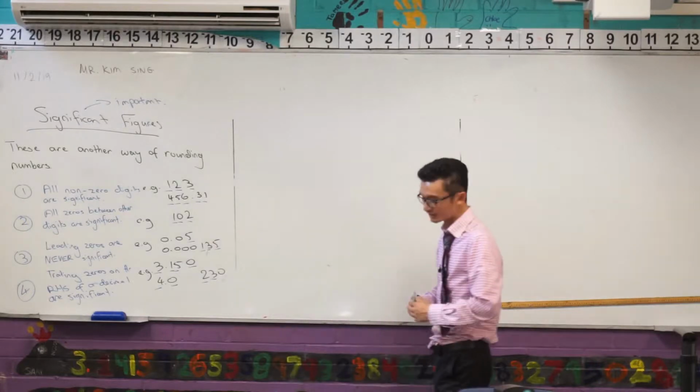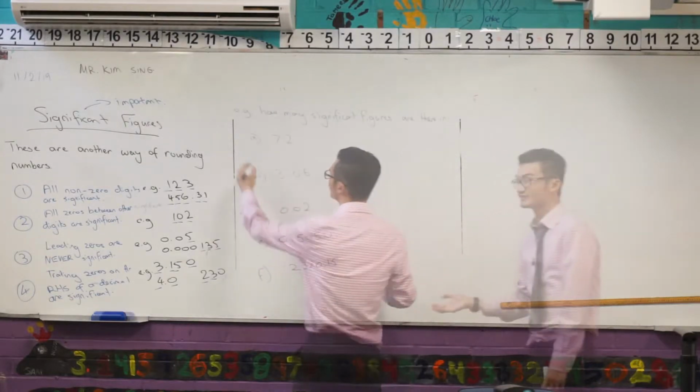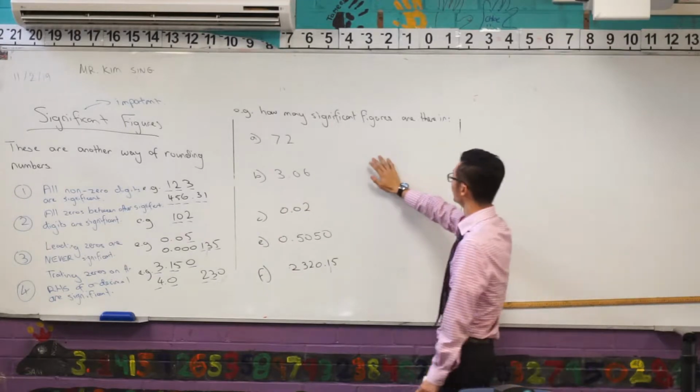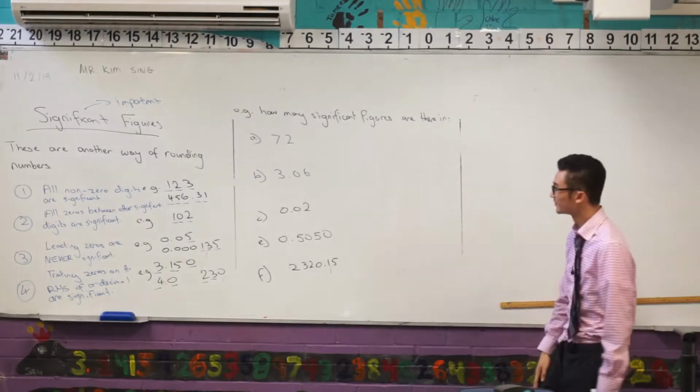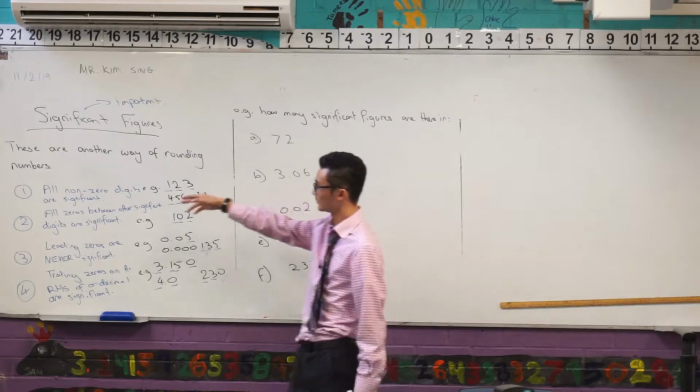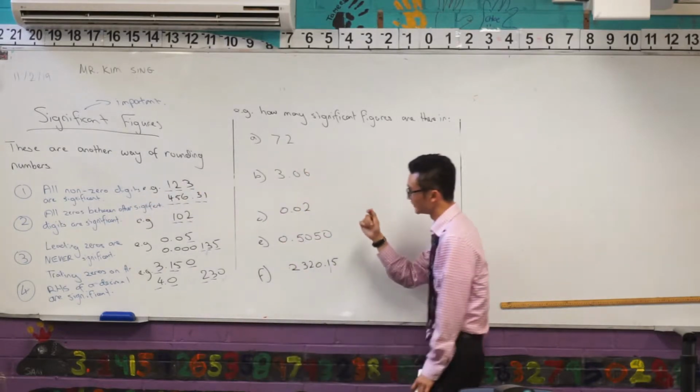Now, they often ask you two types of questions, and here's the first one. So the first type of question they often ask you is, how many significant figures are there in these numbers here? Now, whenever we're looking at this, we always want to go back to our rules and think about which ones are significant figures or not.